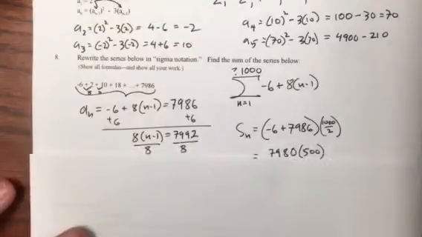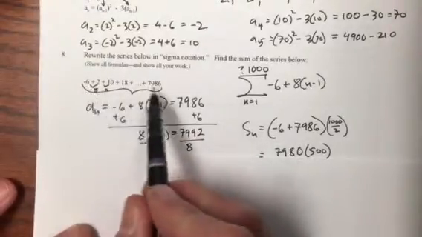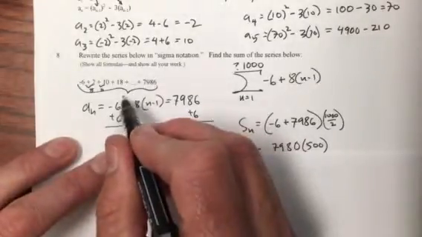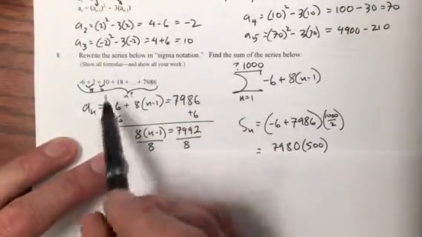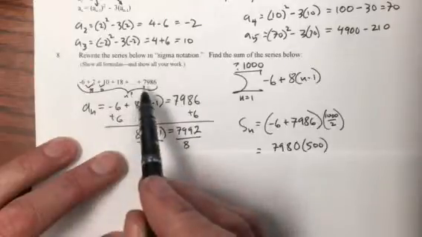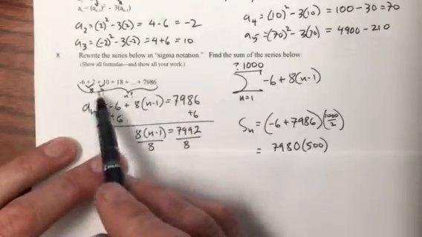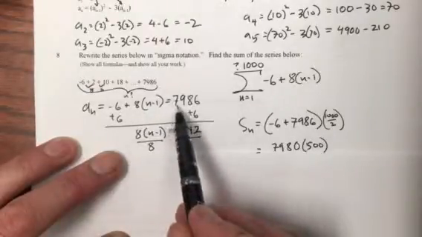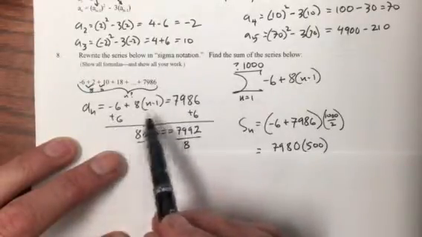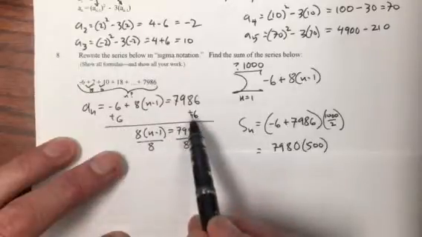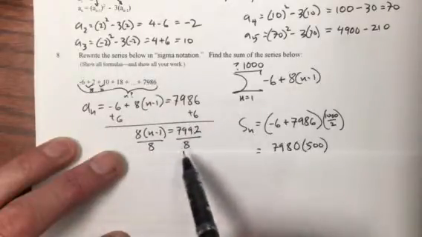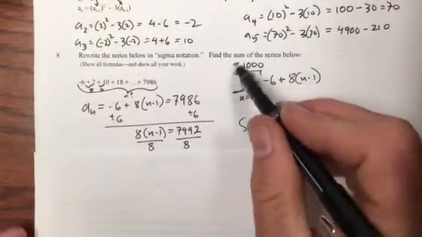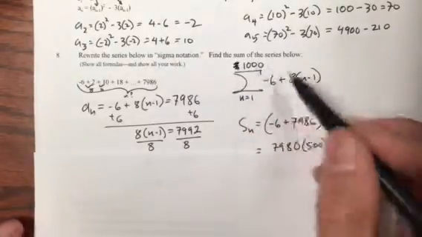Same with this one. You just go carefully and methodically. You diagnose this as being arithmetic. You need to figure out how many n terms there are. How many steps does it take to go from -6 to 7986 when you're going up by 8s? So you write the formula out, and I know it equals that total, and I just solve backwards. I add 6 to both, I divide by 8, and I add 1. It's 1,000 steps.